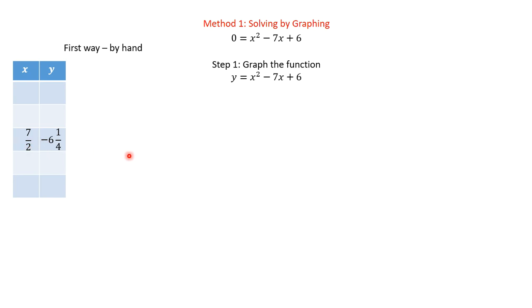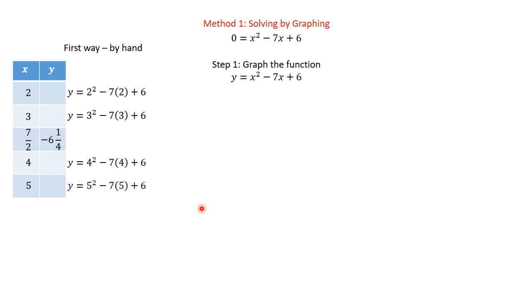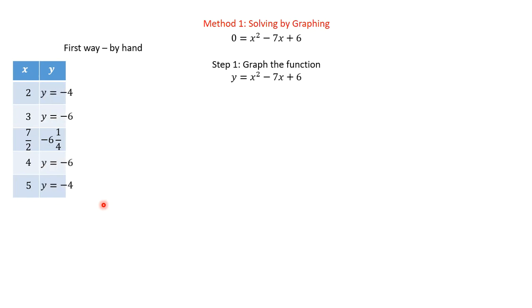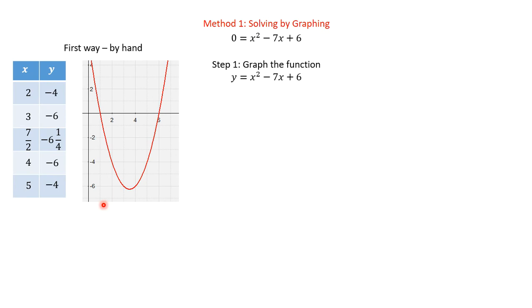Now we can go 1 in each direction. 7 halves is 3 1/2, so we can go 3 and we can go 4. And then 2 and 5. We can plug those numbers into the equation, which will be much more pleasant. And then we can multiply. So 2 squared is 4, 7 times 2 is 14, 3 squared is 9, 7 times 3 is 21, etc. We have some symmetry going on here as well. And so we can multiply those and then combine our like terms to get negative 4, negative 6, negative 6, negative 4.